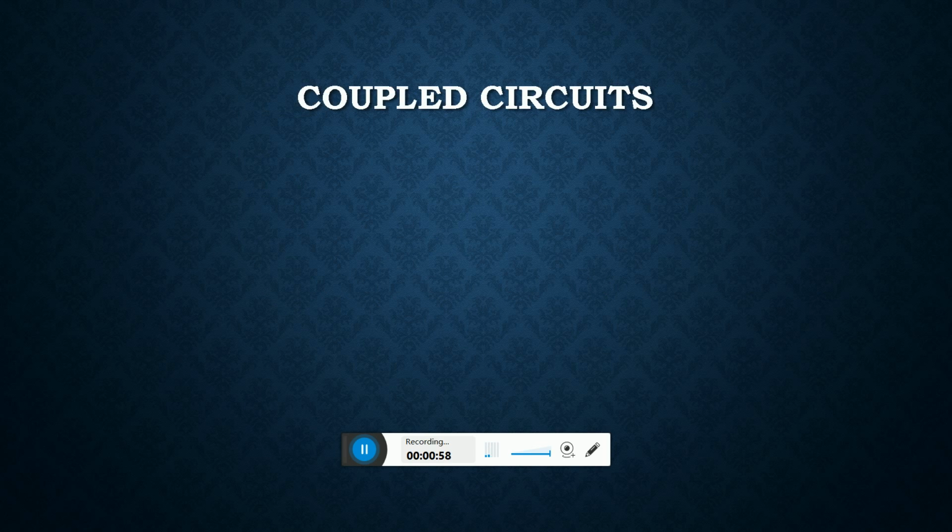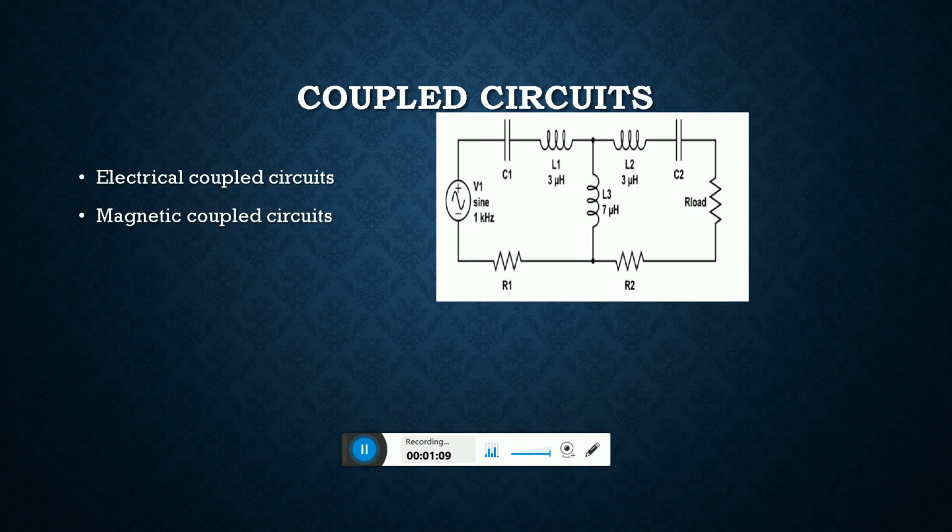Coupled circuits are classified into two categories: 1. Electrical coupled circuit, 2. Magnetic coupled circuit. In an electrical coupled circuit, the circuits are physically connected through wires. For example, you can see this figure. The source, capacitor, inductor and the resistor are all connected through wires.